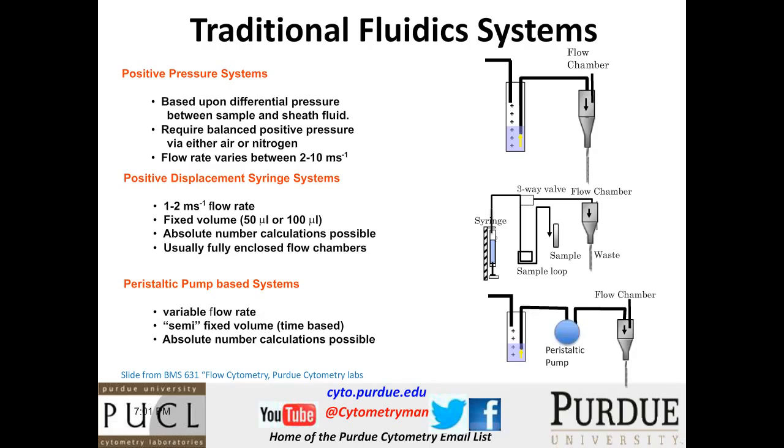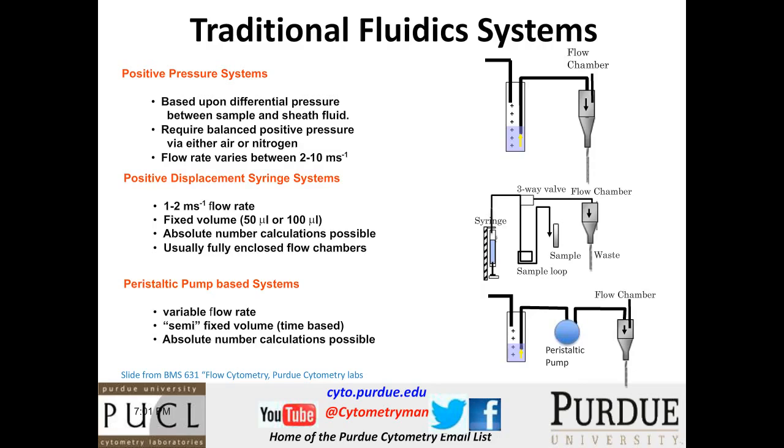Now, the advantage of the syringe system as opposed to a positive pressure system is that syringe systems are innately quantitative. You can measure the absolute flow rate or the absolute number of cells because you know exactly the volume, you know exactly the length of time that it's run. So that's actually really important.